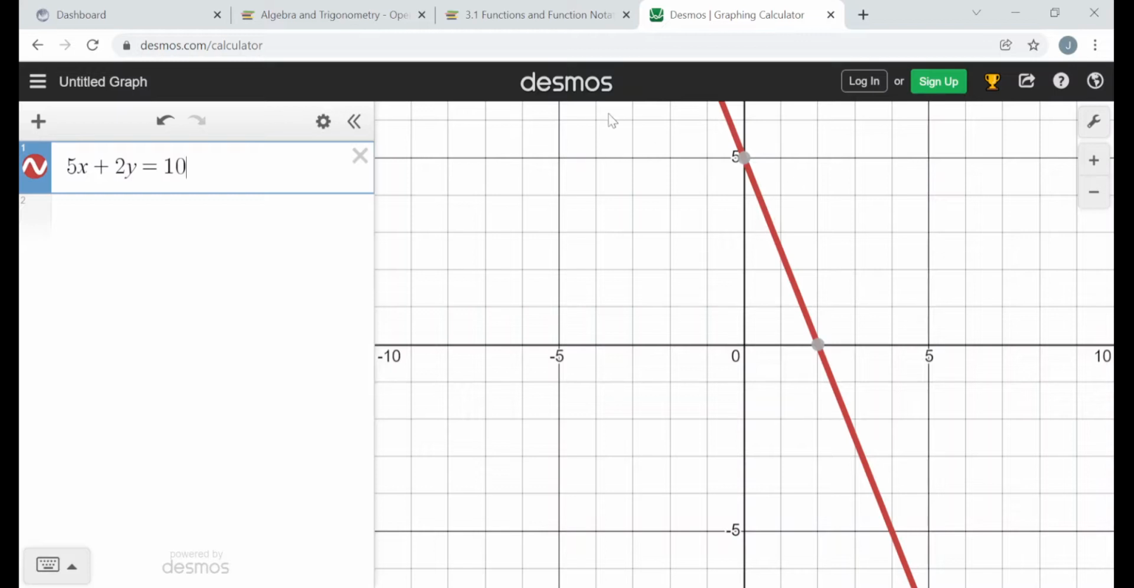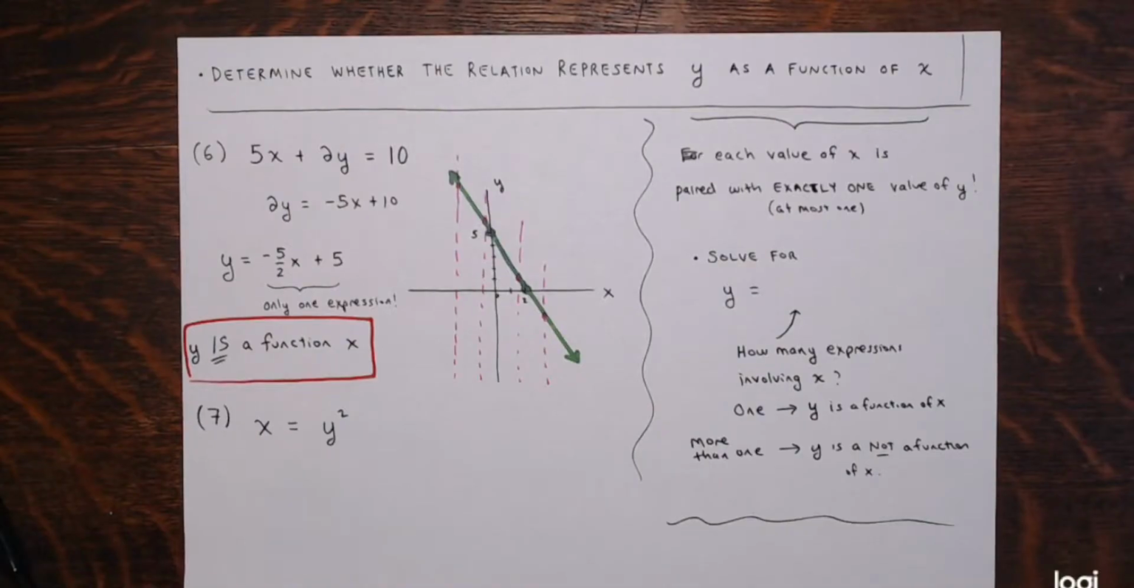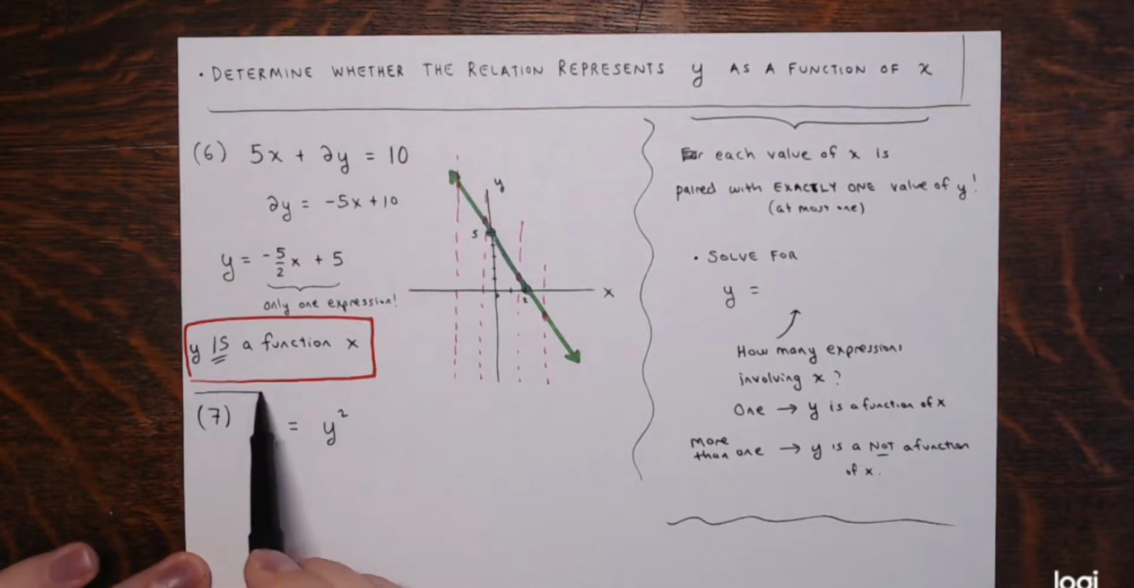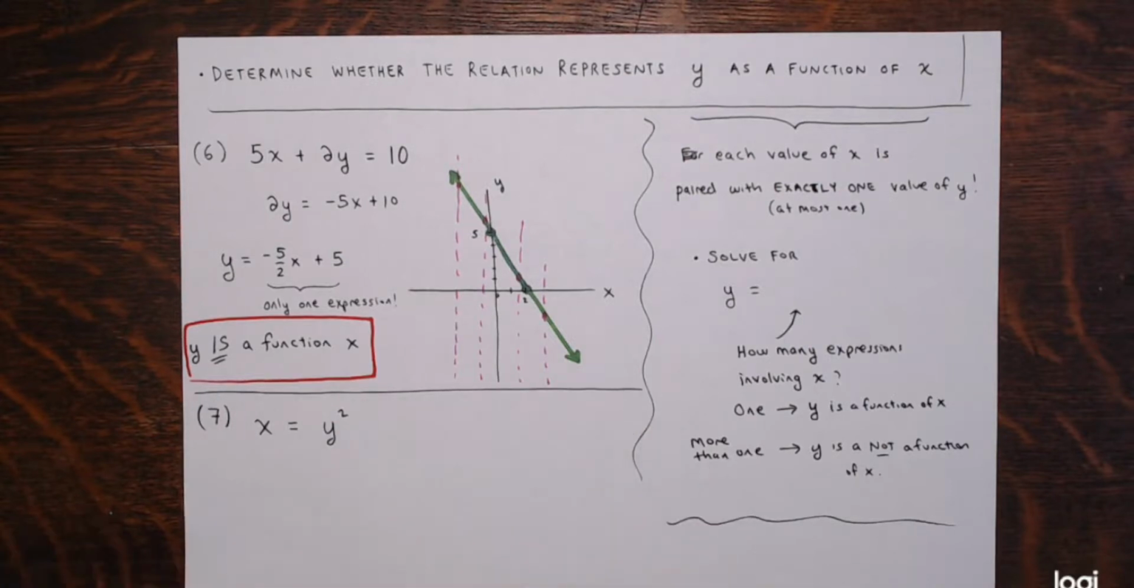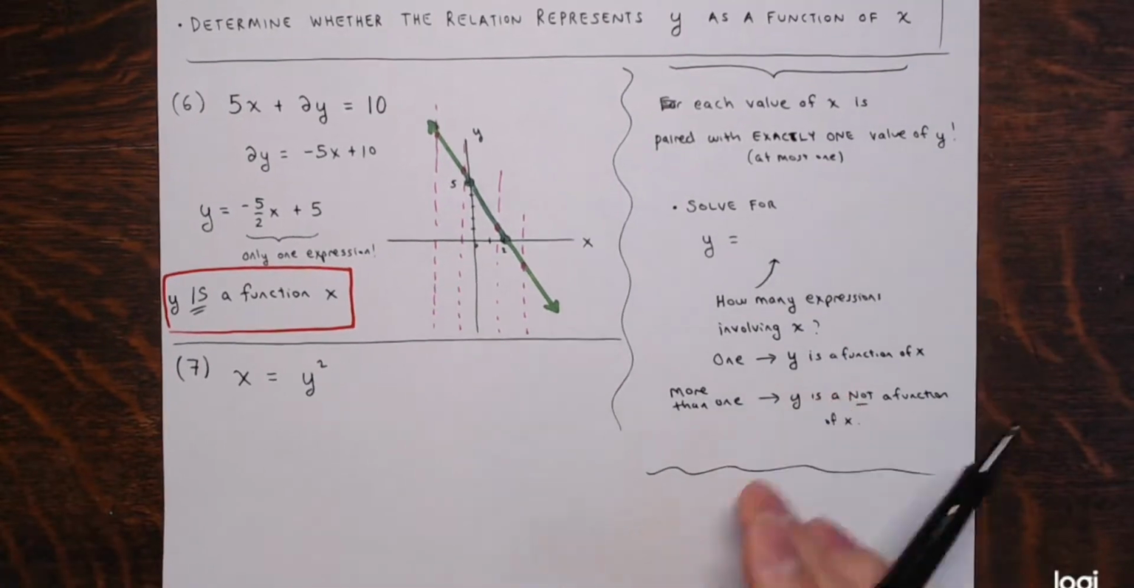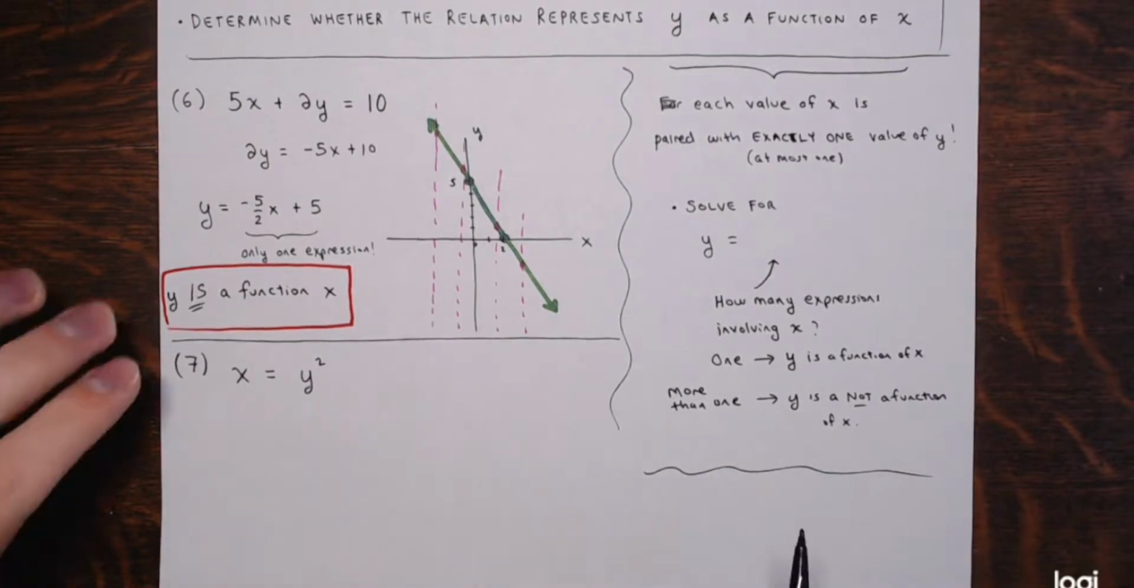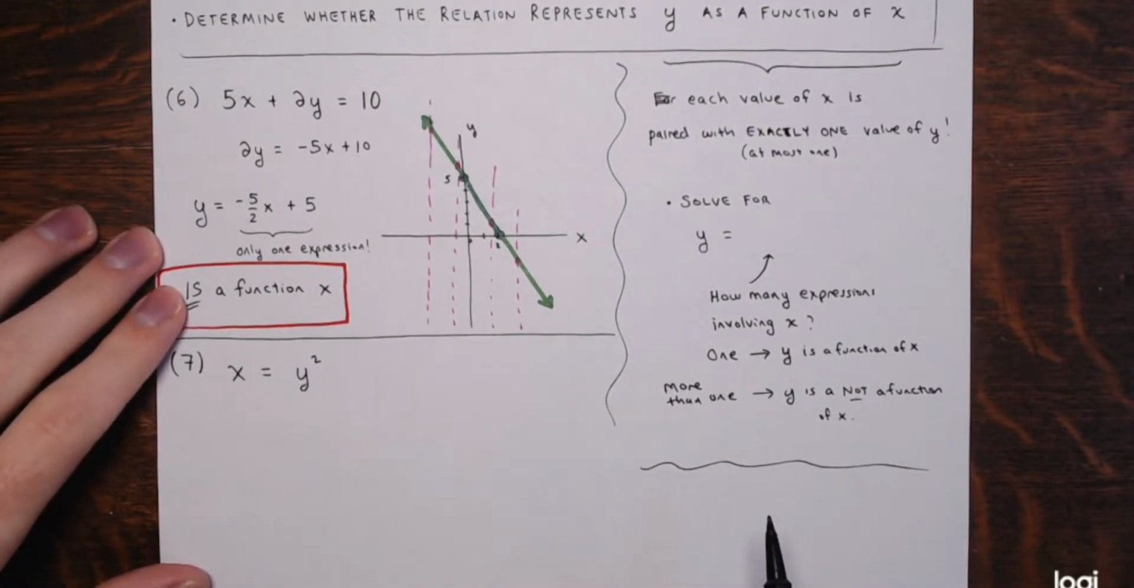Okay, so you can see from this that y is a function of x. Great. All right, now in example 7, we have x equals y squared.